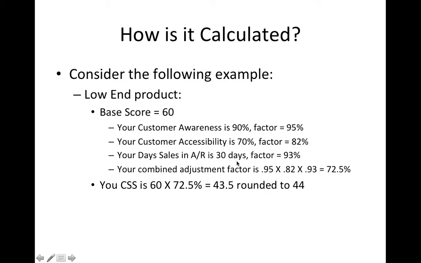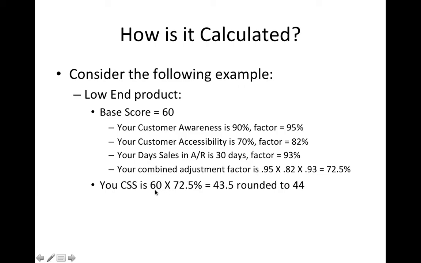Days in AR, I've got it 30 days, so I've lost 7% because of that. I'm at 93%. I multiply all those together, comes out to 72.5%. This is a big one for you guys to understand. When you multiply them, by definition, the result is going to be less than any of them, right? Unless they're all at 100%. And so you're sort of making it worse and worse when you compound factors on top of each other.